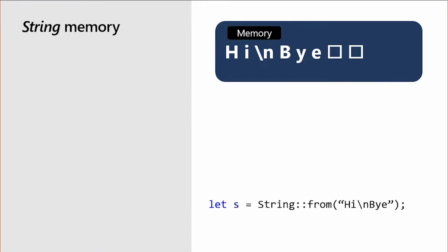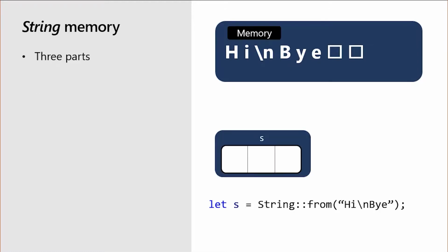Let's take a look at the string contained in the variable s, as well as its associated data that lives on the heap. s is composed of 3 parts. First, it contains a length in bytes, 6 bytes in this case.